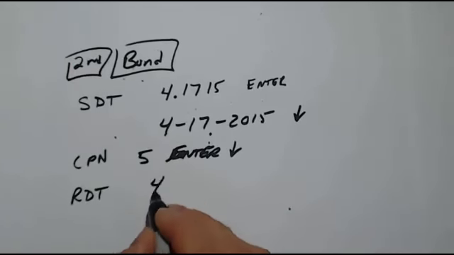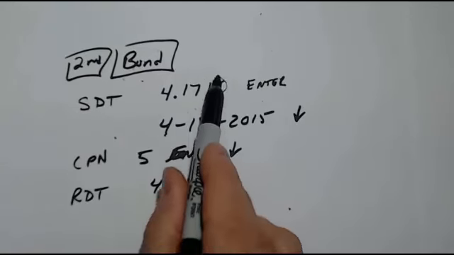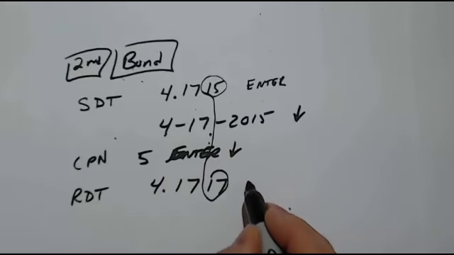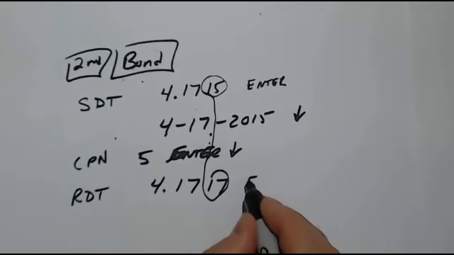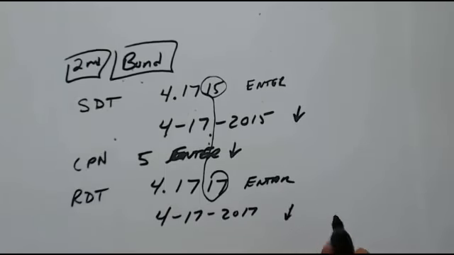And so I'm going to put in 4.1717 because 2 years later this thing will mature. Okay, same day, 2 years later. And when I hit that and hit enter, I get 4-17-2017, and I know I got it right when it displays that way. I hit the down arrow, and the redemption value, which is another fancy way of saying maturity value for our purposes, is set to be 100.